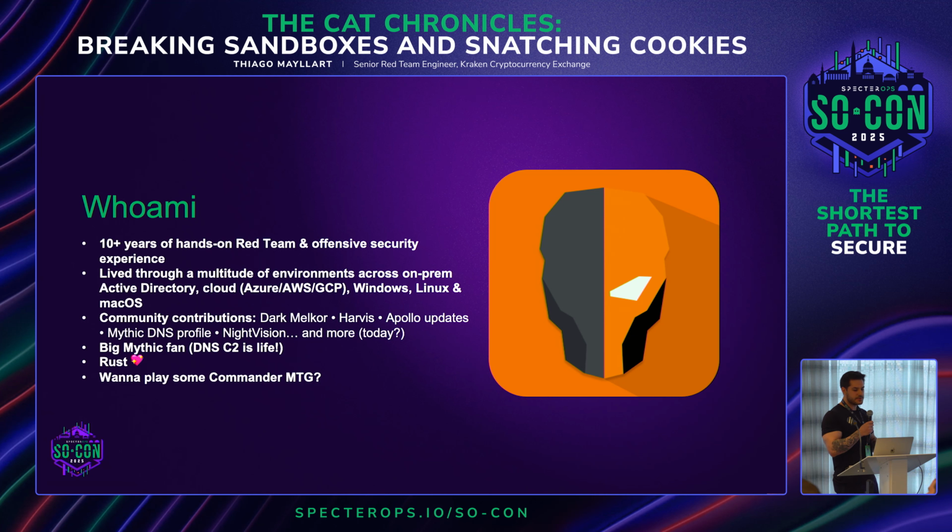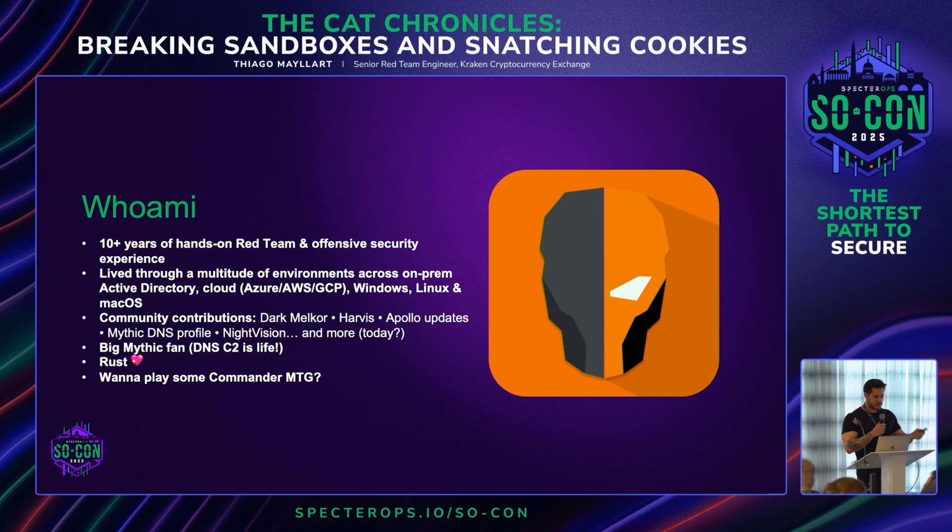So I also have some community contributions. So I developed Dark Melcore, Harvest, which is a C2 automation framework. There are some Apollo updates for Mythic C2, Mythic DNS profile, Night Vision, which is a reconnaissance framework I created some years ago. I'm a big Mythic fan. I created DNS C2 and used that for quite a while, actually. I love Rust. So Rust is my language for MalDev. If you guys want to talk about Rust later on, just ping me.